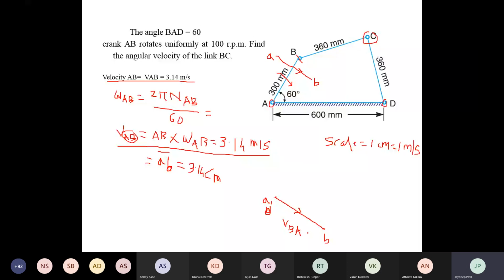Okay, now next you have to locate the C point. You will get the C point at the intersection of the links BC and DC. In the same way, you have to find the location of C in the vector diagram. You have to draw the vector from B which is perpendicular to the link BC. This is the vector BC, which is perpendicular to the link BC.